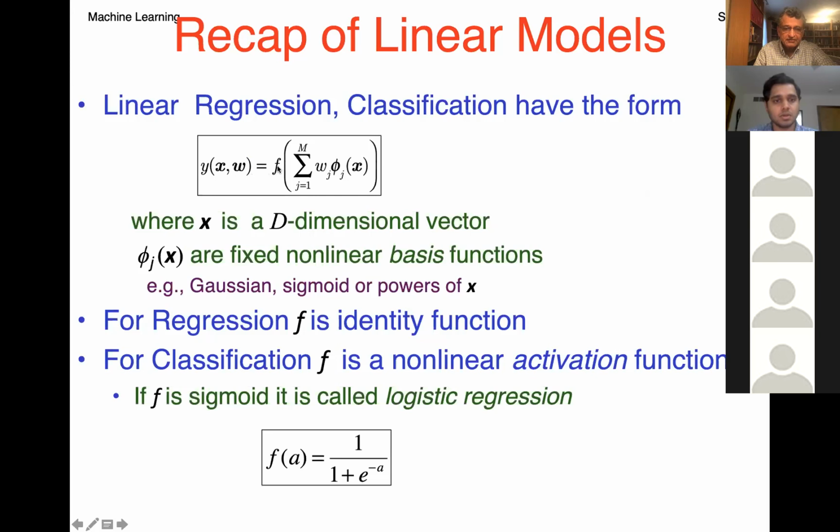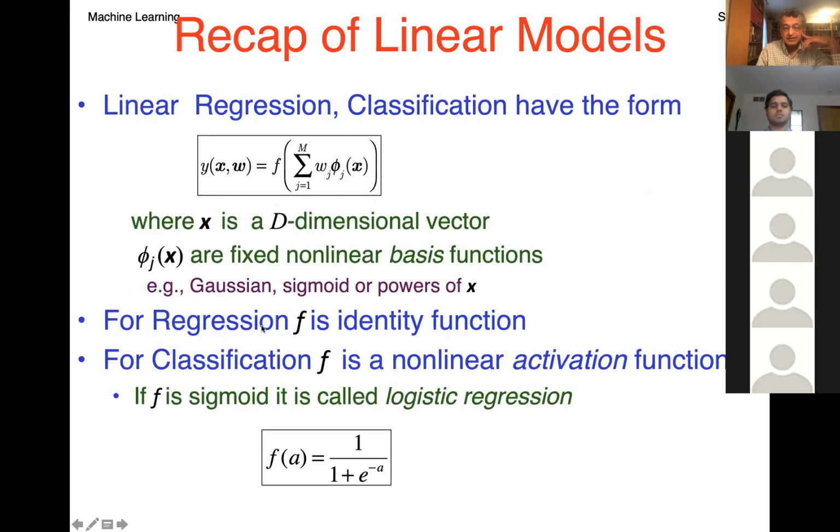And that is nothing but a function f of summation wj phi j. So the x's are all subject to some phi j's. These are the basis functions, and there are m of them, j equal to 1 through m. And we weight each of these and add them up. It's a function of that, and that is what your scalar output y is. Where x is a d-dimensional vector, phi j of x are fixed nonlinear basis functions. For example, Gaussian, sigmoid, powers of x, what have you, it can be anything.